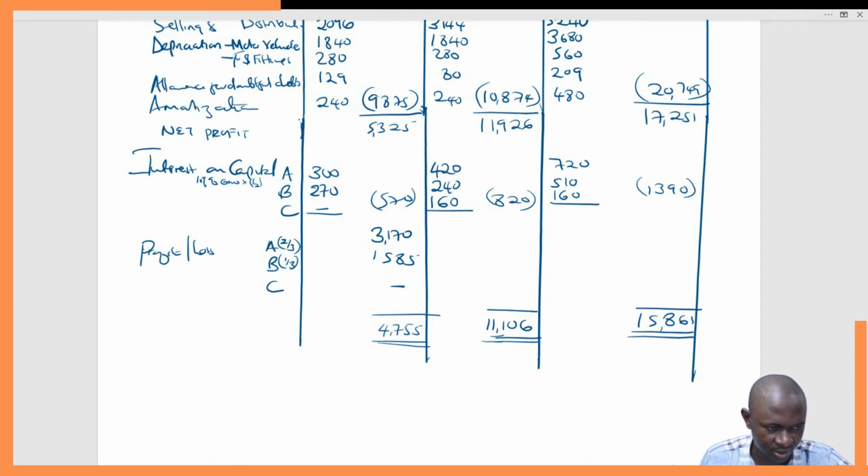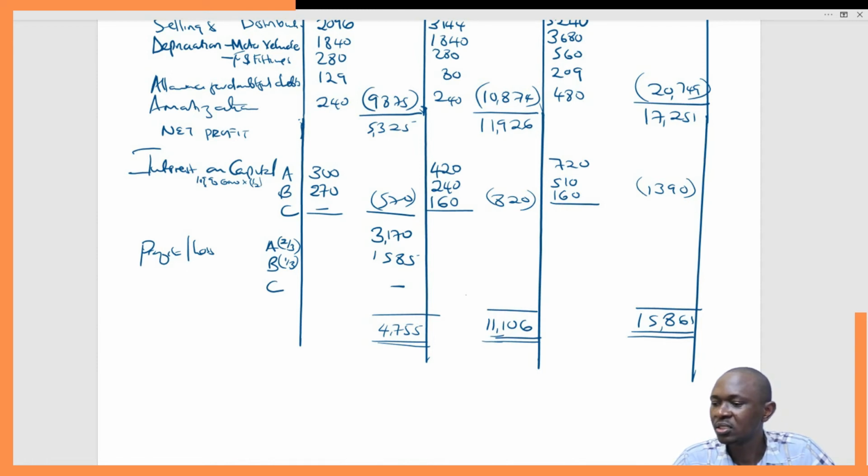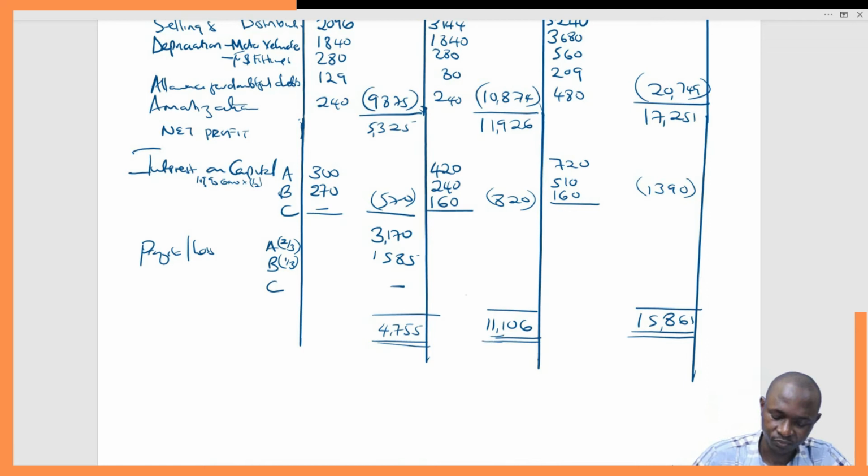Then in the second half, we had partner C coming into play, and the ratio was now 2 to 2 to 1. So partner A will get 2 over 5 of the profit, partner B 2 over 5, and partner C 1 over 5. So what is 2 over 5? 2 divided by 5 times 11,106. This is 4,442.4.